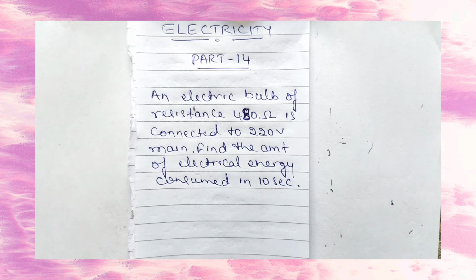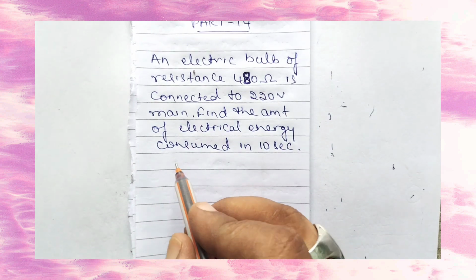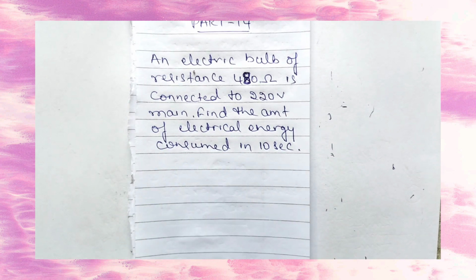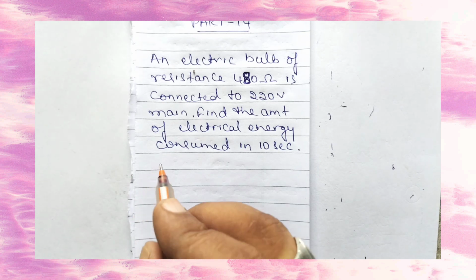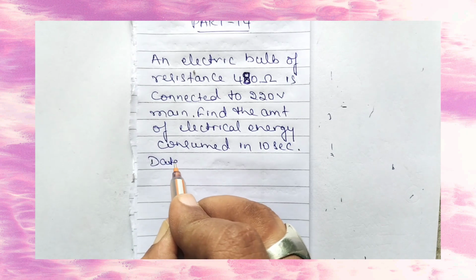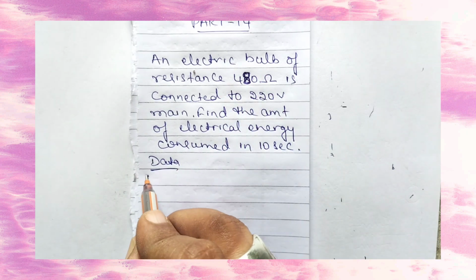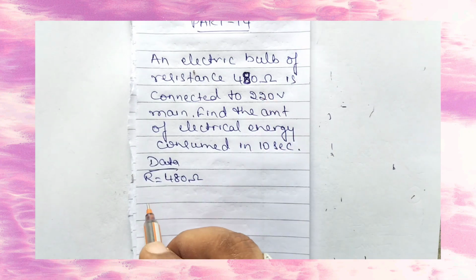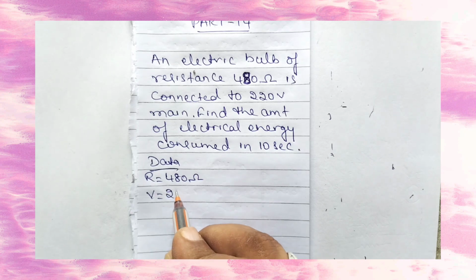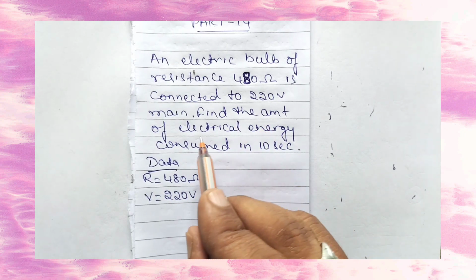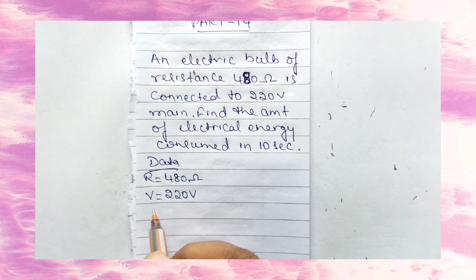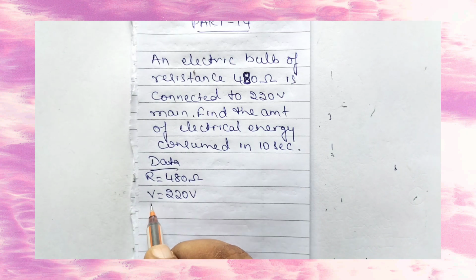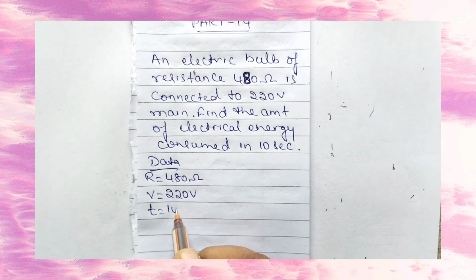The first question is: an electric bulb of resistance 480 ohm is connected to 220 volt mains. Find the amount of electrical energy consumed in 10 seconds. So in the data, they have given the resistance of the bulb R is equal to 480 ohm. Then it is connected to a 220 volt line. Find the amount of electrical energy consumed in 10 seconds. So T is equal to 10 seconds.